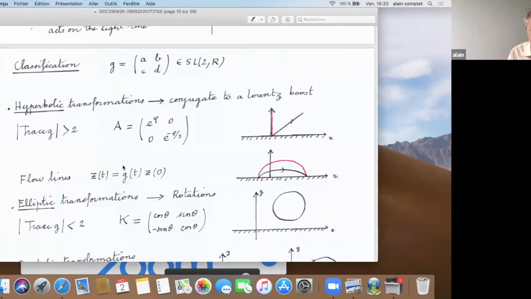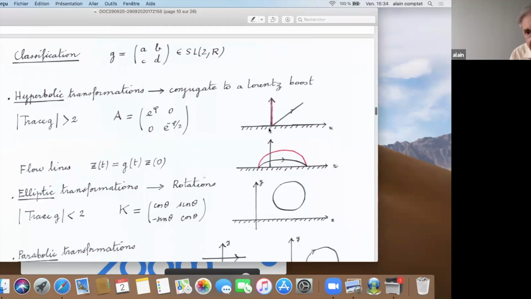So we have this hyperbolic transformation, which corresponds to diagonal elements of SL2 of this form. Their trace is larger than 2, because their trace is CH phi over 2. If you look at the flow lines of this transformation, by flow line I mean you start from one point, Z of 0, and you act with a certain matrix G of T, where T is phi. Think of phi as being T, and you get another point. And so the flow lines are these lines, either the vertical one or any line which passes by the origin. So these are all the flow lines of hyperbolic transformation.